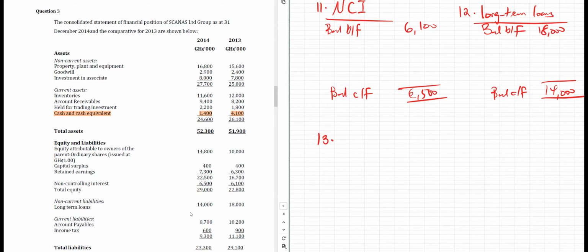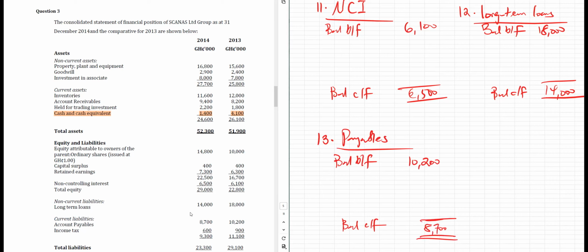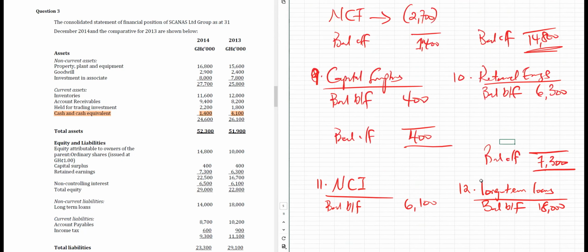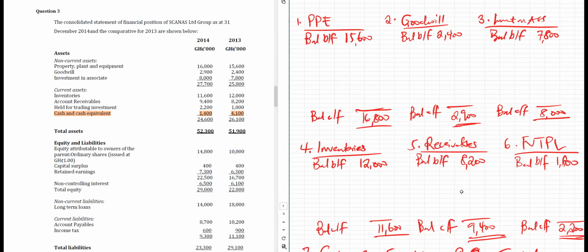Okay, accounts payable. Payables: balance brought forward 10,200, and 8,700. Okay. Income tax. Balance brought forward 900, balance carried down 600. So now I believe that's the last account, right? It's a lot of work, but this will save you a lot of work as well.